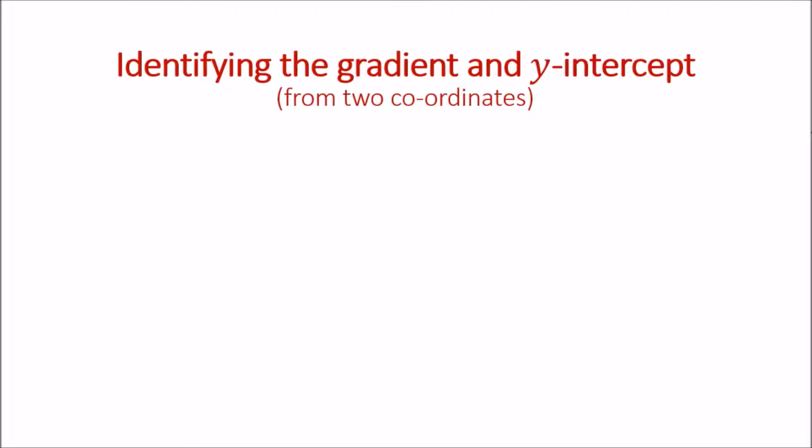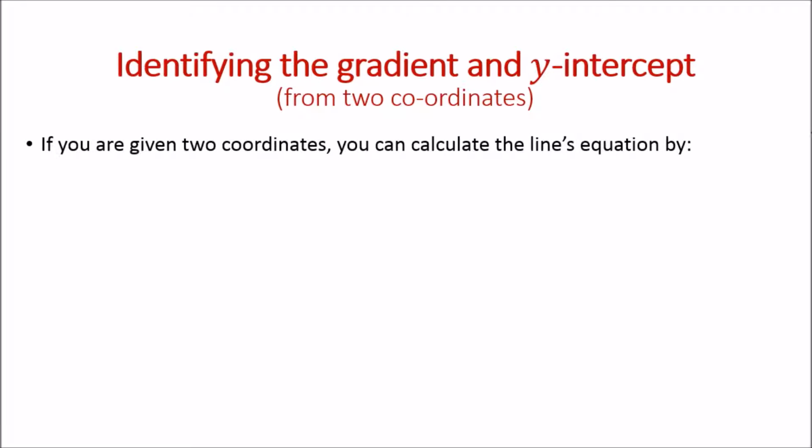This video will cover how to identify the gradient and the y-intercept from two coordinates. So if you're given two coordinates, you might need to calculate a line's equation. And the first thing that you have to do is work out what the gradient is. And this is the formula that you'll use, your gradient formula.